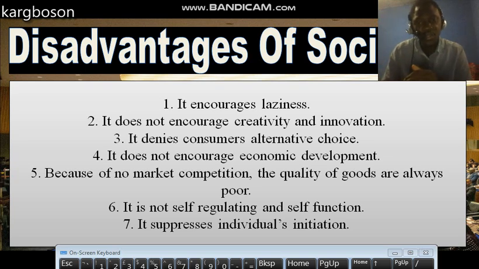It also suppresses individuals' initiative. So these are some of the problems associated with a socialist system. One, no market competition; there is a poor production of goods and services. It is also not self-regulating and self-functioning, because at the end of the day, the state, the development, everything centers around the state. And in as much as everything centers around the state, it is also going to affect the economic development. It suppresses individual initiative, because people can only become creative, they can only develop innovations if they know they are given the platform to do so.